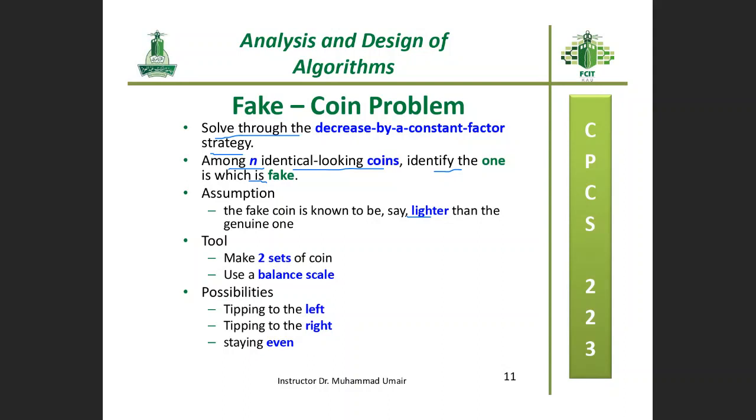So what is the idea? You need a balance scale on which you can put two sets of coins. If it is tipping to the left, it means the fake coin is on the right side, and if it is tipping to the right, it means the fake coin is on the left. And if it is staying even, then in case there is a separated coin, that coin will be the fake. Or if they are staying even, it means none of the coins is fake in that pile. Is it clear?